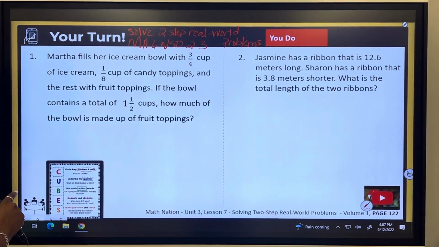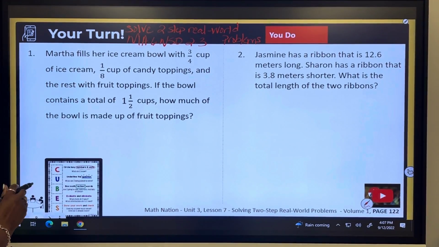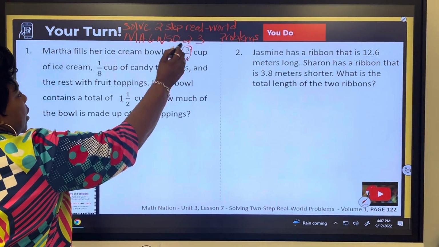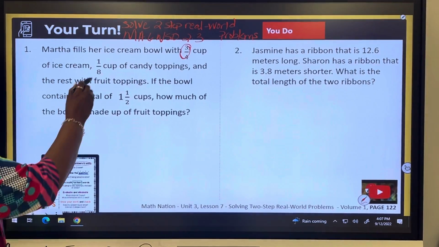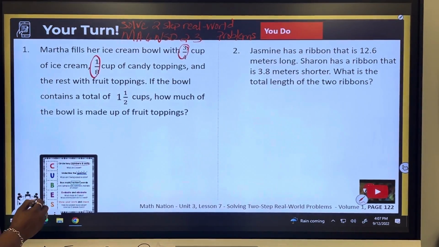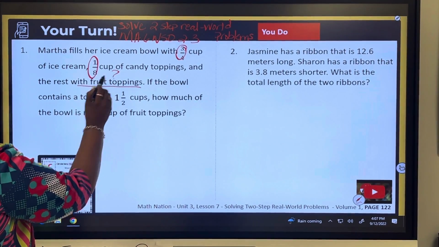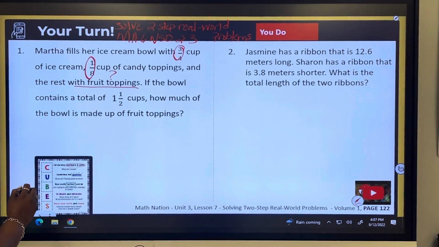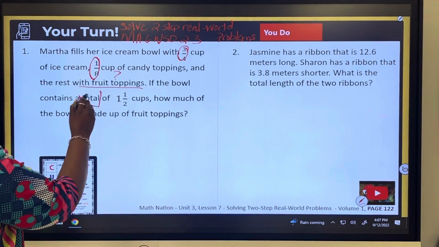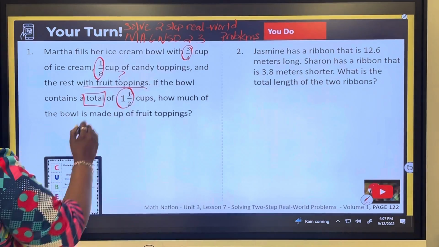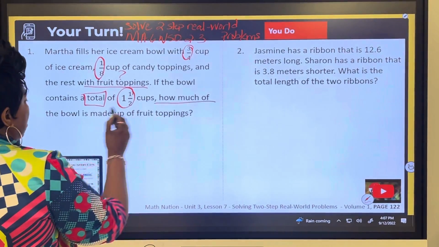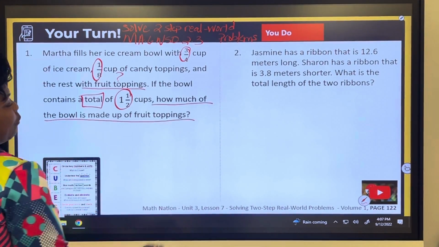It says Martha fills her ice cream bowl with 3/4 cup of ice cream, 1/8 cup of candy topping, and the rest with fruit topping. We don't know how much that is. If the bowl contains a total, how much she has in all, of 1 1/2 cups, how much of the bowl is made up of fruit topping?